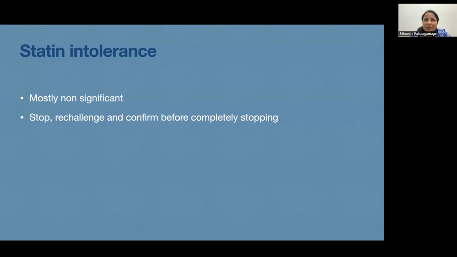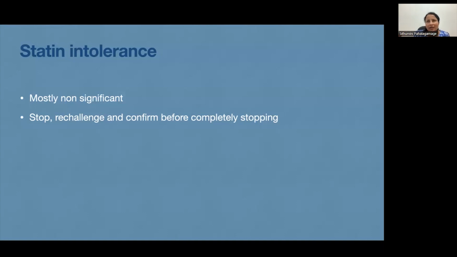Before starting statins, we do the lipid profile. At the same time, you're advised to do a serum ALT and AST, because of the perceived side effect of transaminitis. Statins very rarely cause liver failure, but they do cause transaminitis. So because of this, you're supposed to do an AST and ALT before starting a statin.